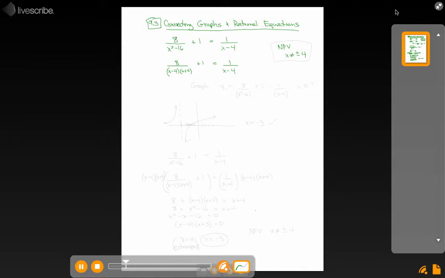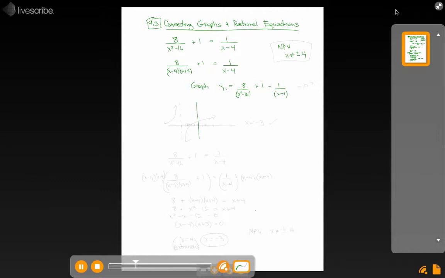Now, for a graphing solution, you may graph the left side, graph the right side, and see where they intersect. Since we did that in the last example, let's try graphing y equals, and just put the whole thing to one side. So 8 over x squared minus 16, put that in brackets on your calculator, plus 1 minus 1 over x minus 4. Again, brackets on your calculator.